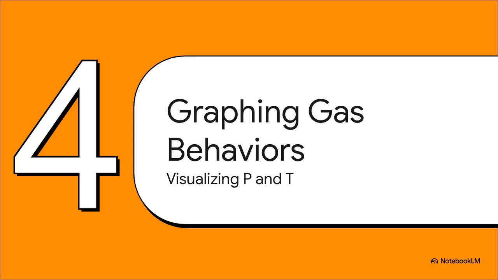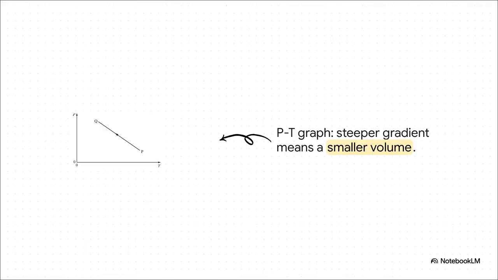Next up, Section 4, Graphing Gas Behaviors, Visualizing Pressure and Temperature. Now, what's really fascinating is how we can visually prove these exact relationships on a graph. When plotting pressure against temperature, like we see with the Gay-Lussac relationship, we get this really clear linear relationship. But the real trick here is the slope or the gradient. Based on the ideal gas law, this gradient equals nR divided by volume. So a steeper gradient mathematically proves a smaller volume.